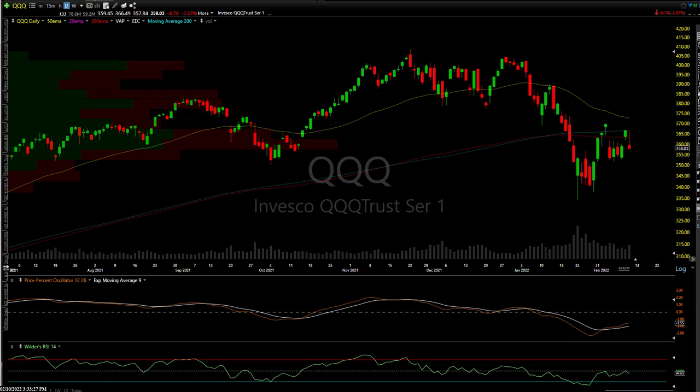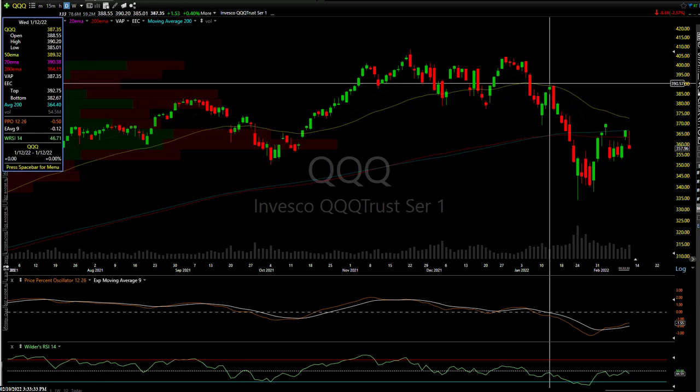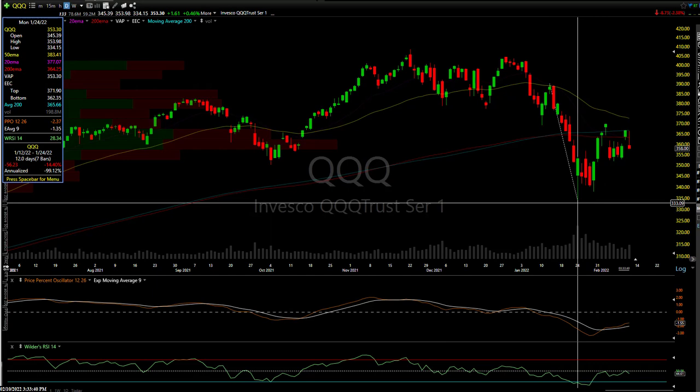Okay, that would be 43.2%. So 43% is the number we need to beat on SQQQ, going from the high on QQQ of January 12th down to the recent lows.